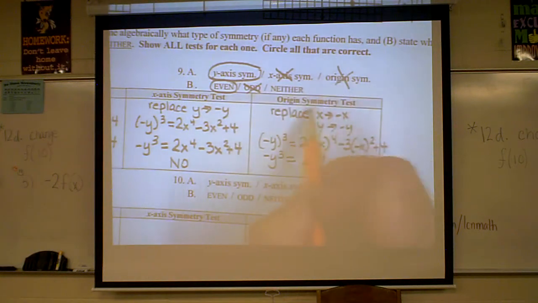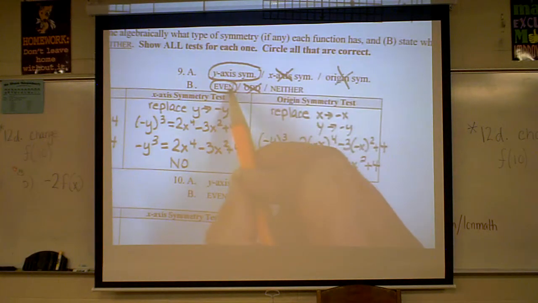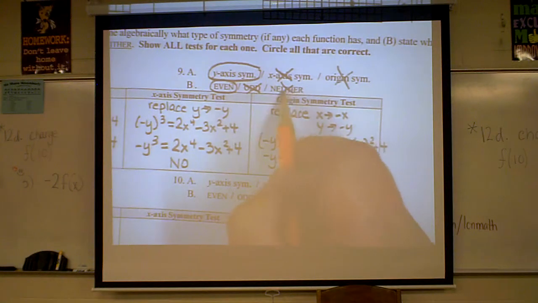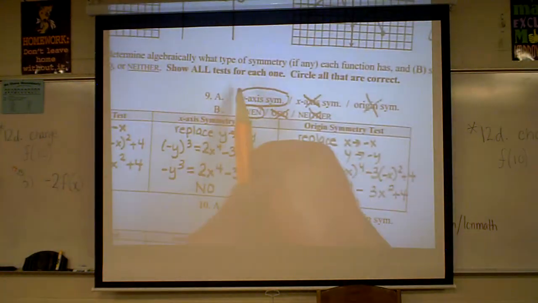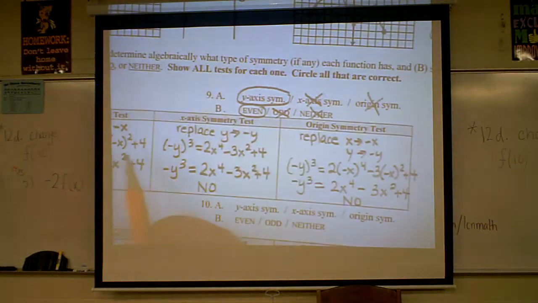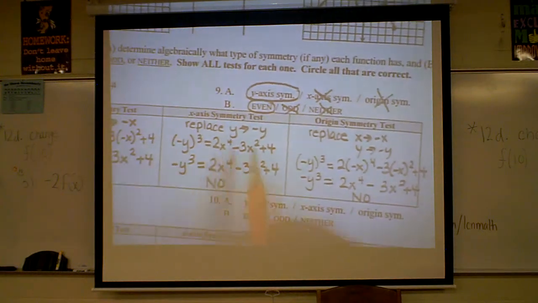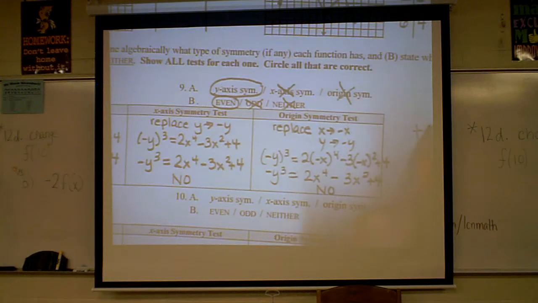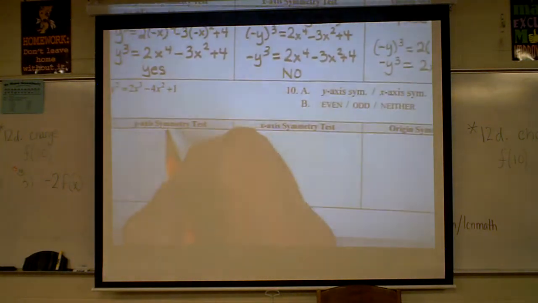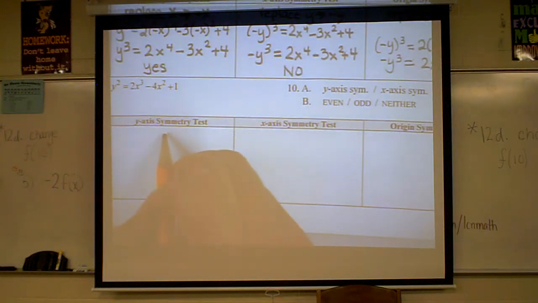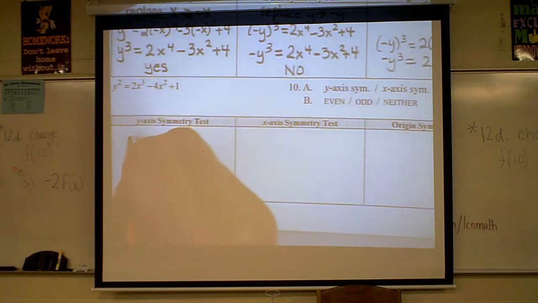These two are the same thing. Neither means it's not even or odd. So those are your two answers. This question was awarded 5 points, 1 for each correct answer and 1 for your work for each symmetry test, so 5 points. Number 10, same thing. For y-axis symmetry, you're going to replace x with negative x.